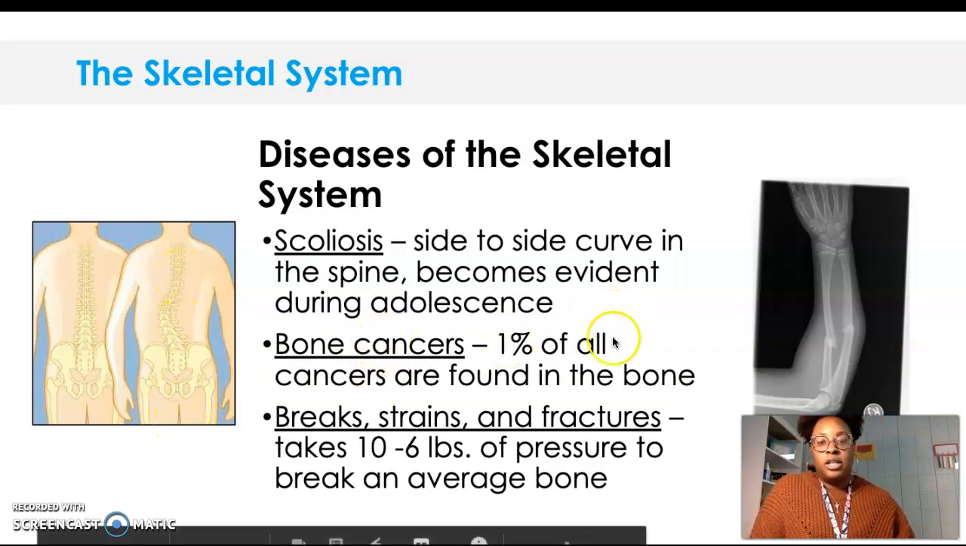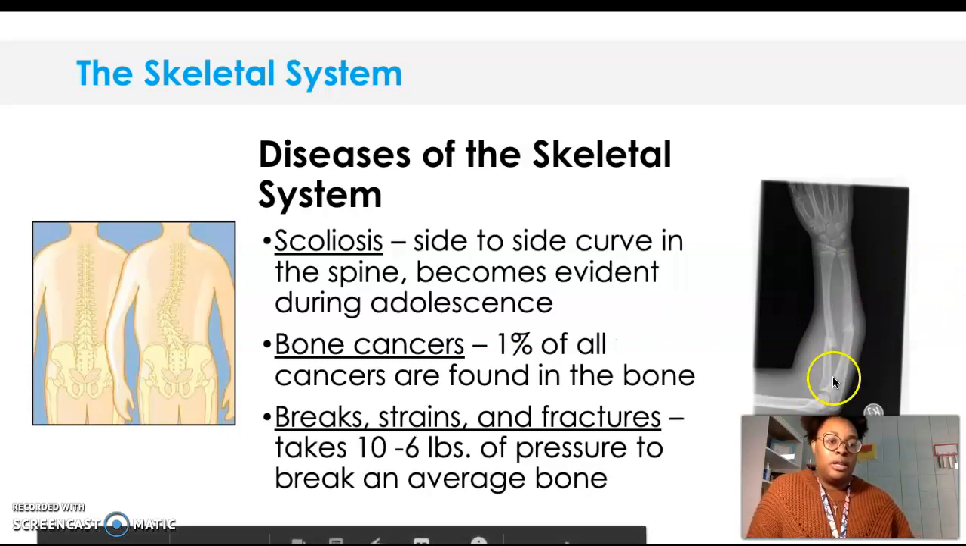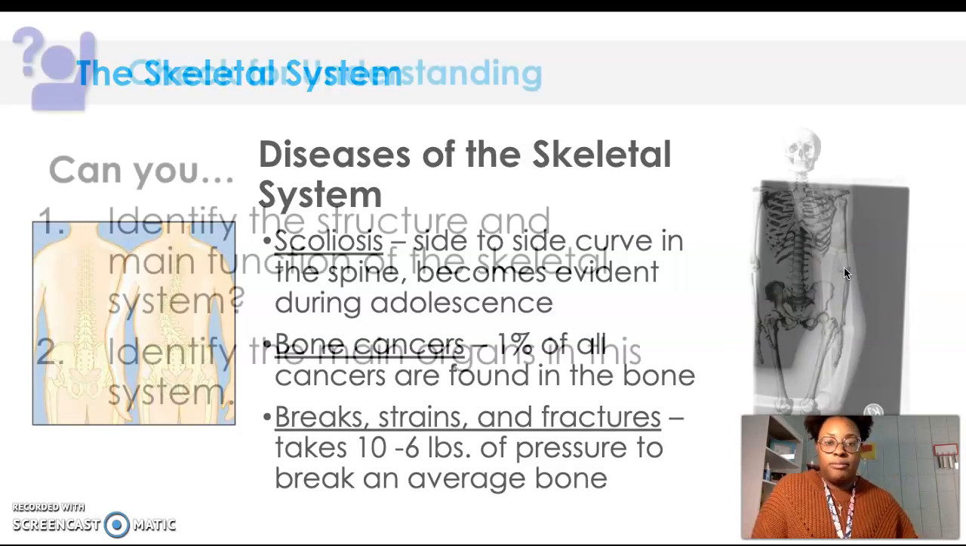Bone cancer, it's 1% of all cancers found in the bones. And then breaks, strains, and fractures. So we all know what that is. You break a bone, you fracture a bone, or you strain a bone. And so it looks something like this. This is like a broken bone. And then a fracture would be like a little cut in the bone. And then a strain could look something like also like a little cut in the bone.